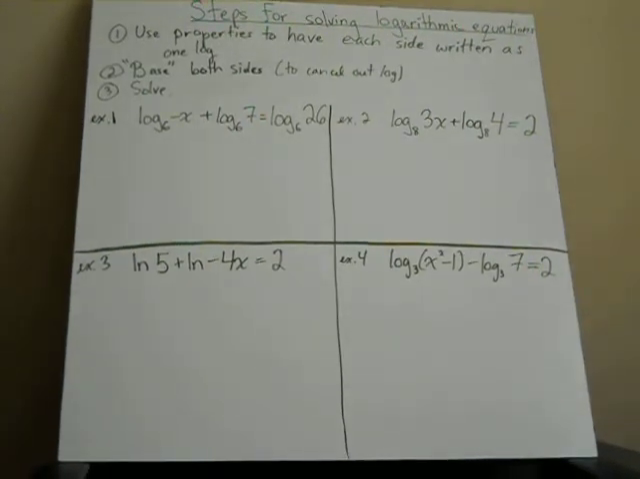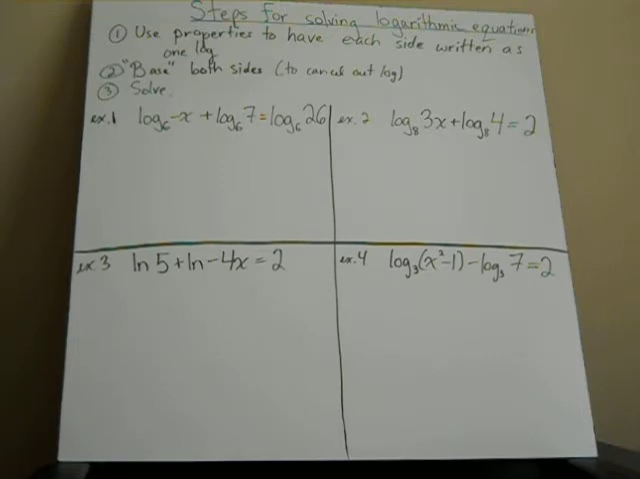Steps for solving logarithm equations. First, you're going to use those properties that you learned yesterday to write each side as one log. And then you're going to use the fact that the inverse of logarithms is exponentials and base both sides, so that'll cancel out the log. You're literally going to make both sides become the exponent. And then next you're going to solve.